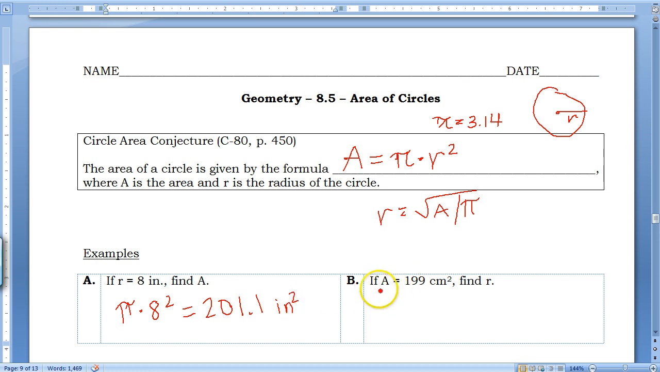The next one says if the area of a circle is 199 square centimeters, find the radius. So I'm going to use my radius formula to do that. I want the square root of 199 divided by pi. And that is 7.9588. I'm actually going to round that to 8.0.